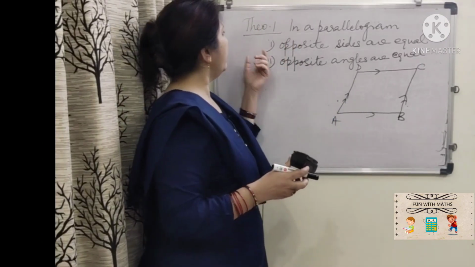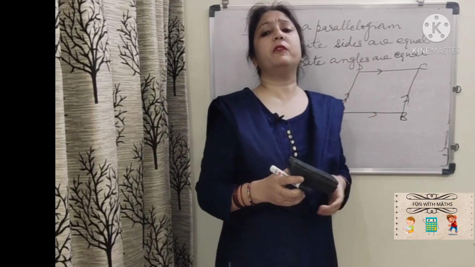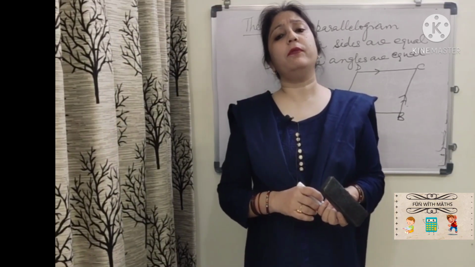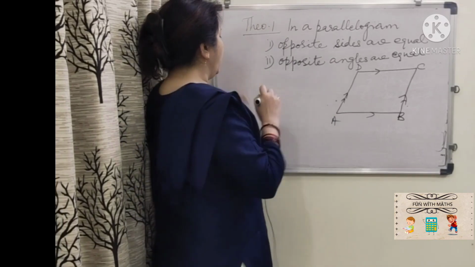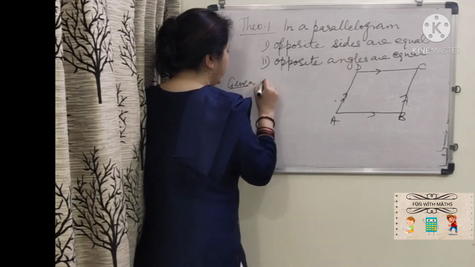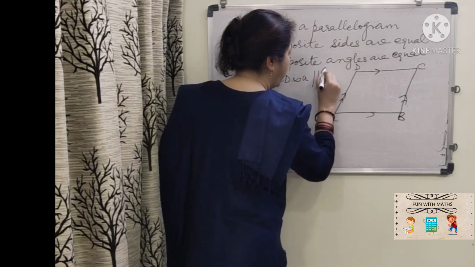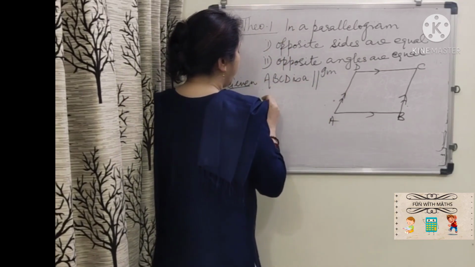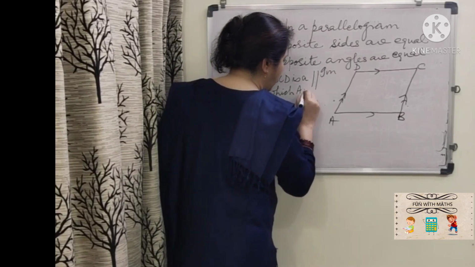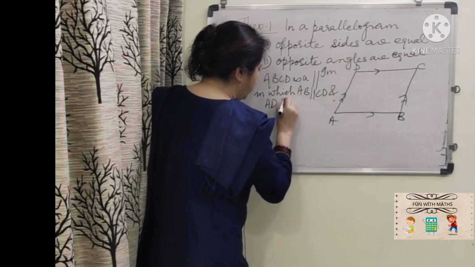Now, the first theorem is: in a parallelogram we have to prove opposite sides are equal as well as opposite angles are equal. Children, we will be doing this with the help of congruency. So what we do, we write the given part. Given is ABCD is a parallelogram. This is the short form of writing parallelogram, in which AB parallel to CD and AD parallel to BC.